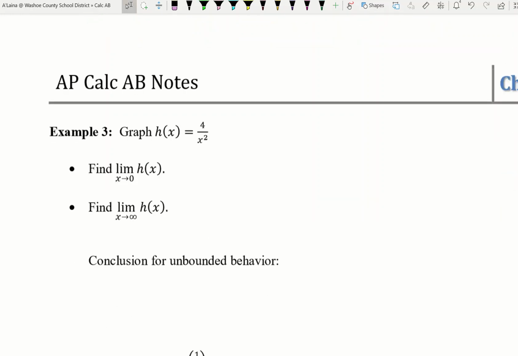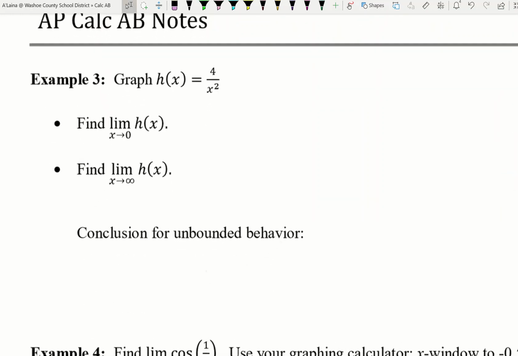Example 3. And we are going to spend more time graphing rational functions like examples 2 and 3 as we go throughout this unit. But pause the video and try to graph this. You could use a table of values. Try not to use a calculator. Let's see if you can figure it out. And restart the video when you're ready.